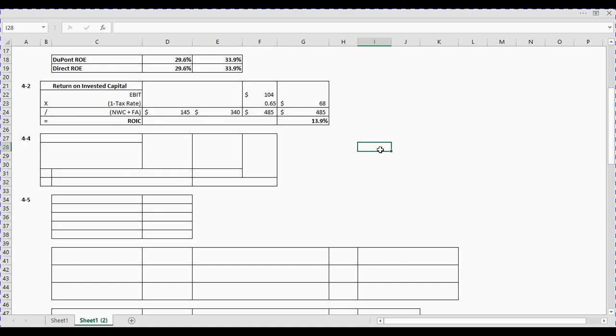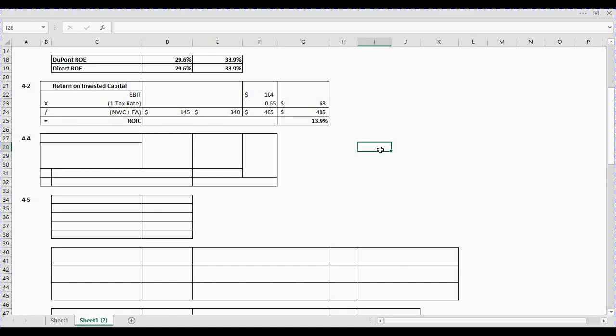So not only is it return on equity, but it's return on all of the capital that's been invested in the company. And your book shows a couple of different ways to calculate this number. Here we're only going to be using the net working capital and fixed asset approach. So we have our earnings before interest and taxes. I'm using 104 million or 104,000, whatever that number is intended to represent. We have a tax rate of 35%.